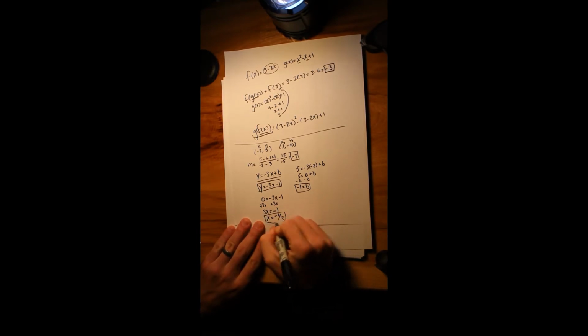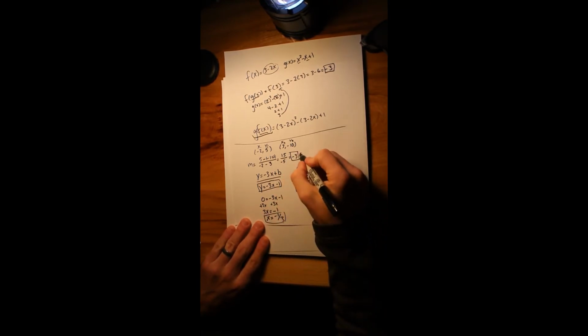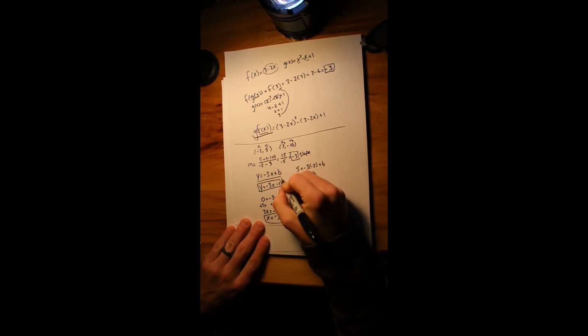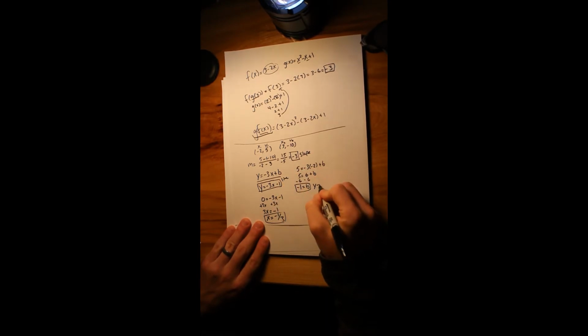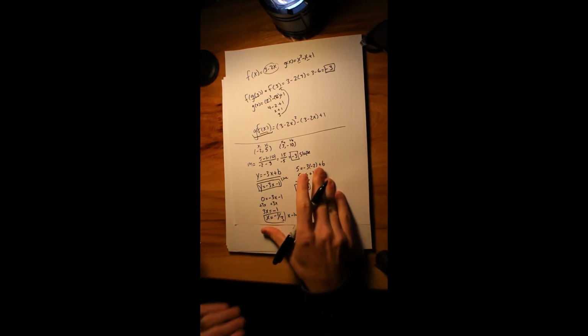So we have all of our 4 pieces. Slope, the line, y-intercept, x-intercept. Okay, on to the next question.